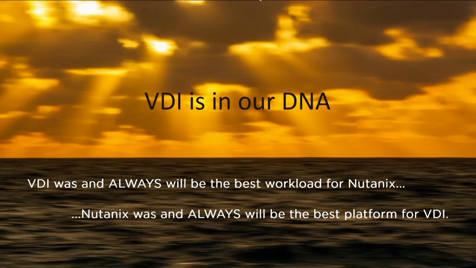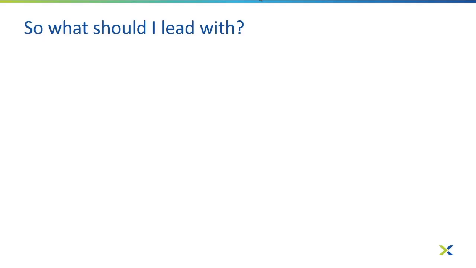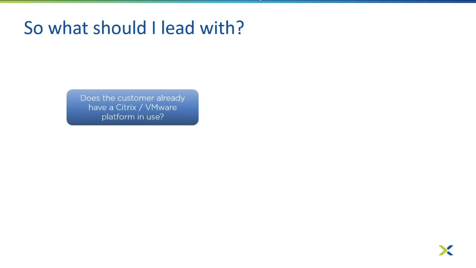So if that's the case, then we need to be able to understand which technologies I should be leading with, whether it's an on-prem solution or a cloud-based solution. To help us determine which solutions we should be leading with, I've tried to boil that down into a single question. That question being, does the customer already have a Citrix or a VMware deployment in use?